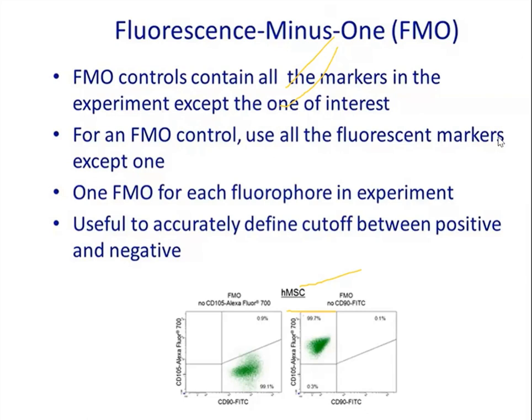Then I'll go ahead now. I said, what is fluorescence minus one? This was previously used. It is the very opposite of single stain controls, where we used only one fluorochrome in one tube, acquired, and looked for signal in other channels.